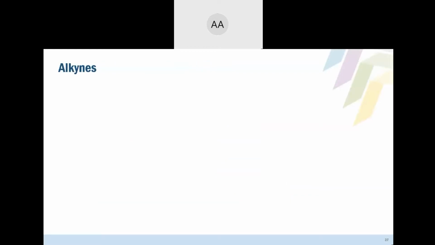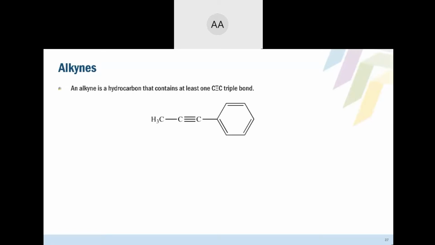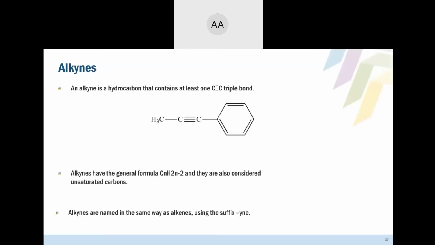Let's move on now to alkynes. An alkyne is a hydrocarbon that contains at least one carbon triple bond. There you have an example. Not named it for you. Let's see if you can name it. Alkynes have the general formula CnH2n-2, and they're also considered unsaturated carbons, just like alkenes. Alkynes are named in the same way as alkenes, using the suffix "yne", spelt Y-N-E.